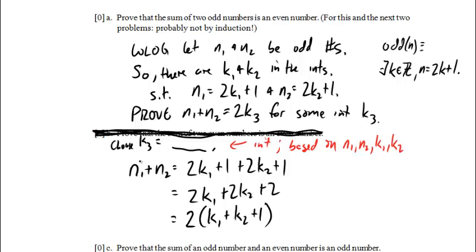So if that were k3, I'd be done, right? I would be equal to 2k3. That's what I'm going for here. And I get to choose k3. And I can choose it on the basis of k1 and k2. So that is just what I'm going to do. I'm going to choose k3 to be equal to this thing in here. So I'll choose it to be k1 plus k2 plus 1, which I know to be an integer because k1 and k2 are integers, and of course, so is 1. So that is equal to 2k3, and that's it. QED. Therefore, the sum of these two odd numbers is an even number.